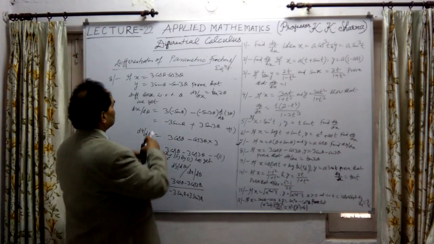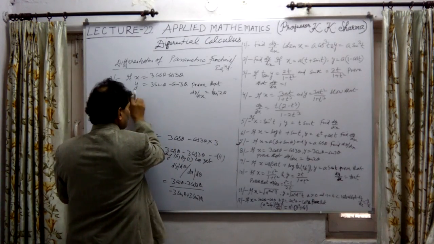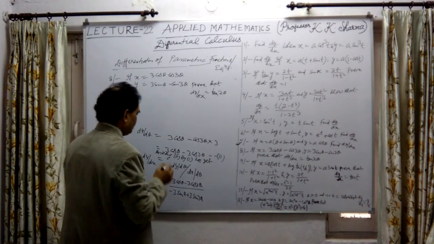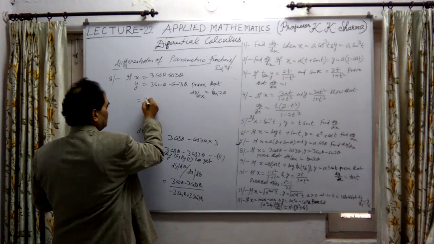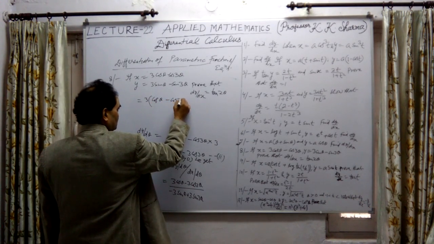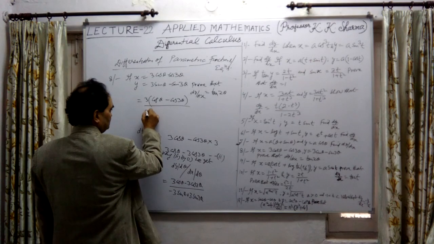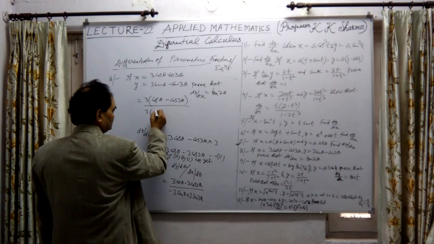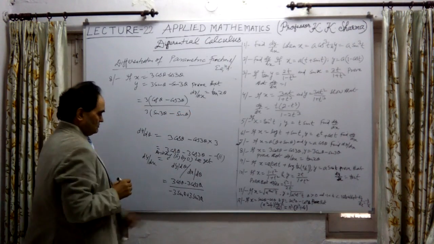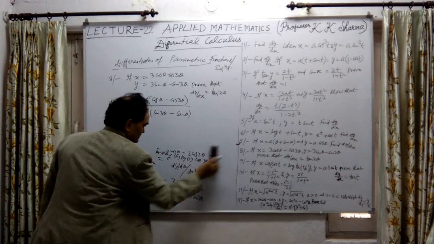Let me do this here. Taking 3 common, the remaining is (cos θ minus cos 3θ) divided by, in the denominator, we have this positive sign, so put this positive function first: sin 3θ minus sin θ.